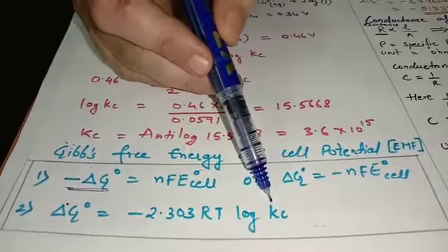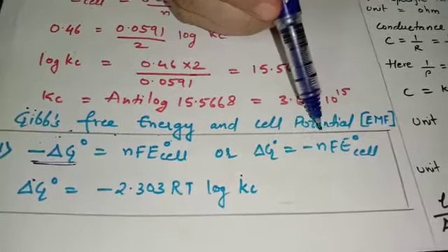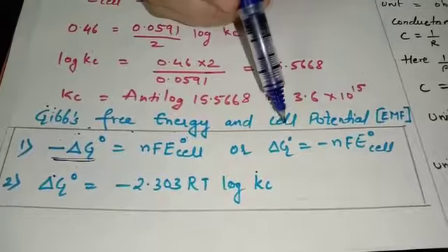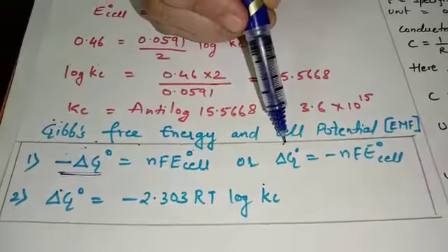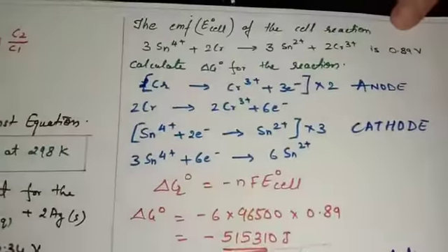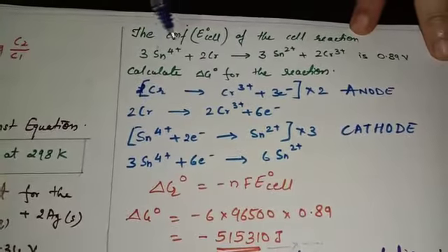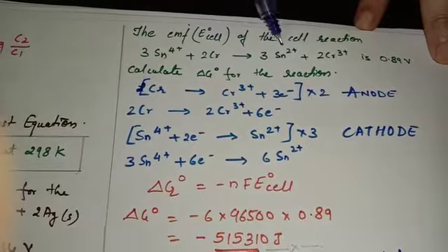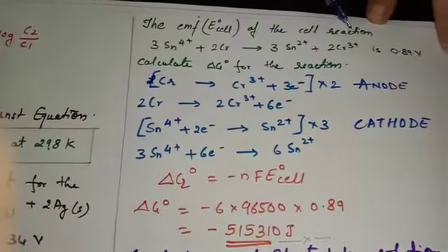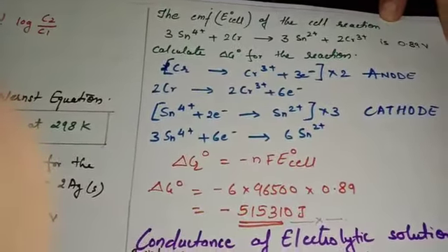Here this equation, del G naught is equal to minus nF E naught cell, represents the relationship between the Gibbs free energy and the standard reduction potential. Coming to the question, the EMF of the cell for the reaction tin 4 plus ion plus chromium giving tin 2 plus ion plus chromium 3 plus ion is 0.89 volt. Calculate the del G naught for the reaction.